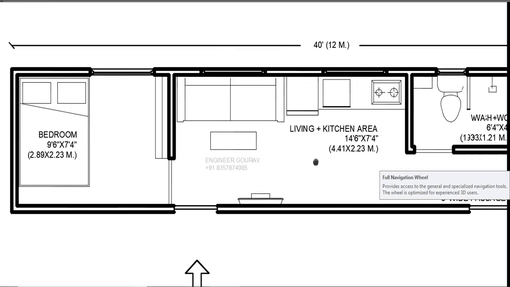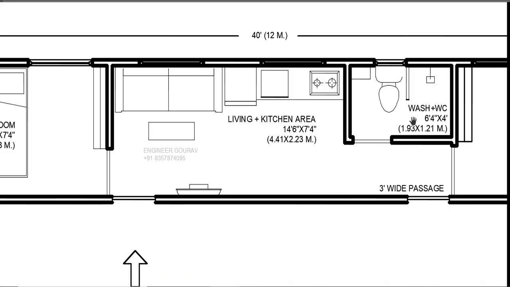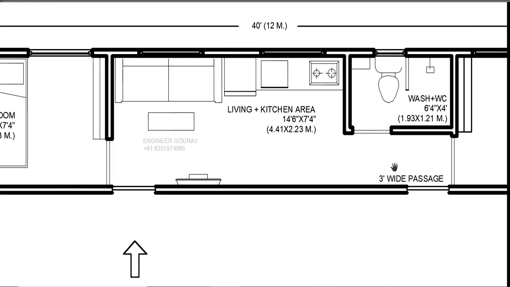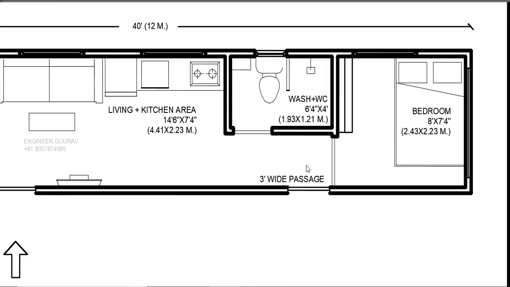And if we go on the right side, so we have a common use washroom plus water closet here. You can see here the wash basin, water closet, and the shower area, and we have a ventilator for ventilation of this washroom. Also we have a rear entrance here, and on the right side we have bedroom number 2 here.